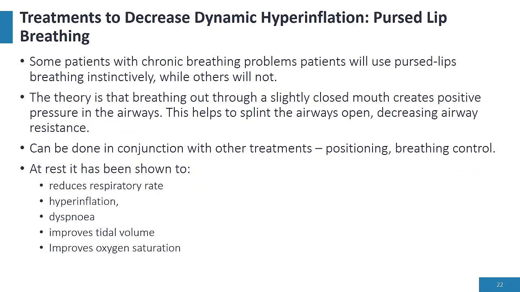As we touched on in the signs and symptoms of increased work of breathing, some patients with chronic respiratory problems will naturally use pursed lip breathing, while others will not. The theory for pursed lip breathing is that breathing out through a slightly open mouth creates positive pressure within the airways. This positive pressure helps to splint the airways open, therefore decreasing the airway resistance. This makes it easier for your patient to breathe. It can be done in conjunction with other treatments, such as positioning or breathing control.